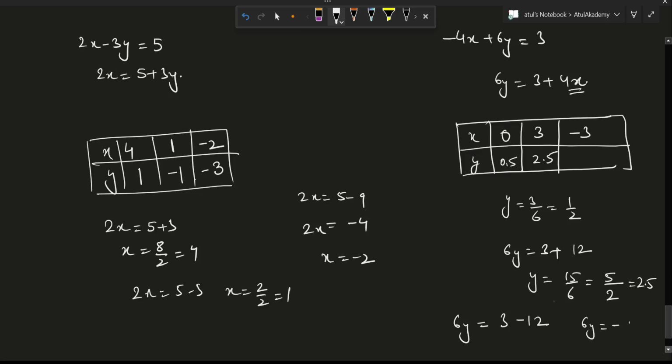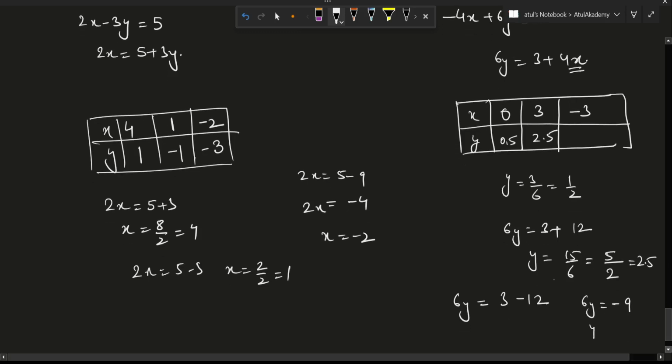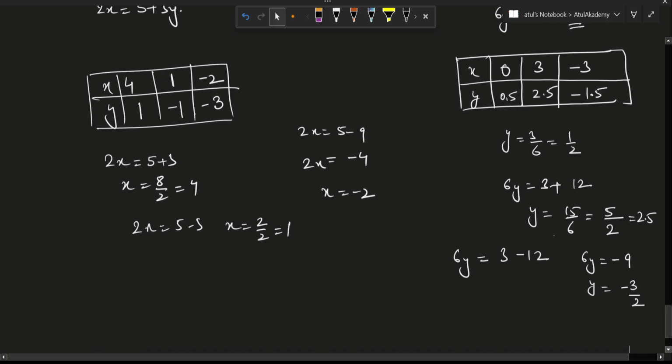6y equals minus 9. So that's y equals minus 3 by 2, that's minus 1.5. These are the values I got. Fine. Now let's plot them in a graph. Let's try to plot, because 0.5 values are easy to plot.